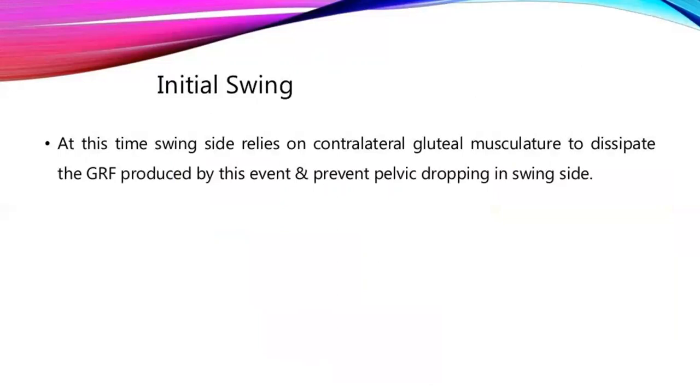In the initial swing, at this time, the swing side relies on the contralateral gluteus medius to dissipate the downward reaction force produced by this event and prevent pelvic dropping on the swing side.